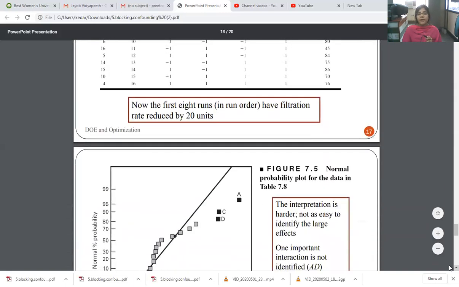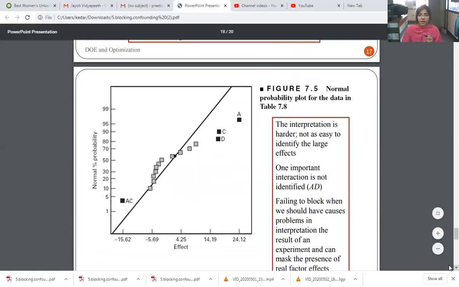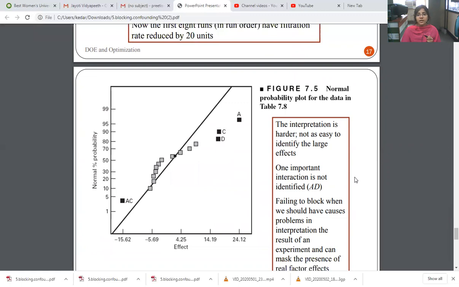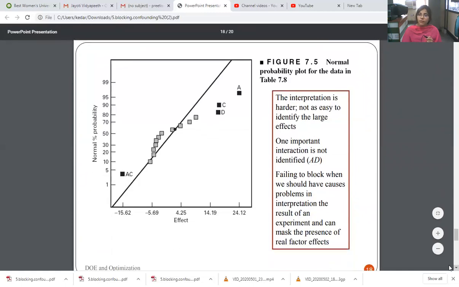Figure 7.5 is the normal probability plot for the data in 7.8. Normal probability and effects: 15.62, −5.69, 4.25, 14.19, 4.12. For this graph the interpretation is harder, and it is not as easy to identify the large effects. One important interaction is not identified. Failing to block when we should have causes problems in interpreting the results of an experiment and can mask the presence of real factor effects.